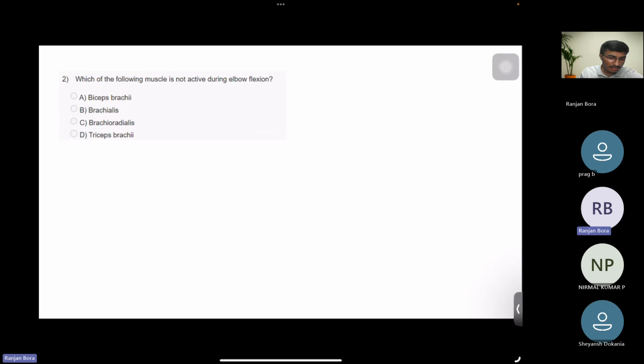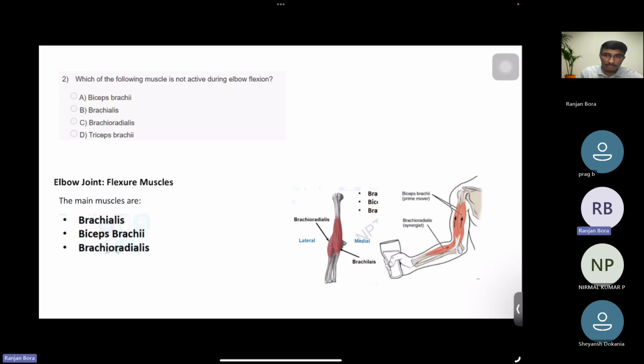And the next question, which of the following muscles is not active during elbow flexion? Yes, triceps brachii is correct. You can see the muscles which are involved during elbow flexion are shown here. The main muscles are brachialis, biceps brachii, and then brachioradialis. And in this figure, you can see where these muscles are located in our arms. The triceps muscle is not involved during the flexion activity. So option D is correct.